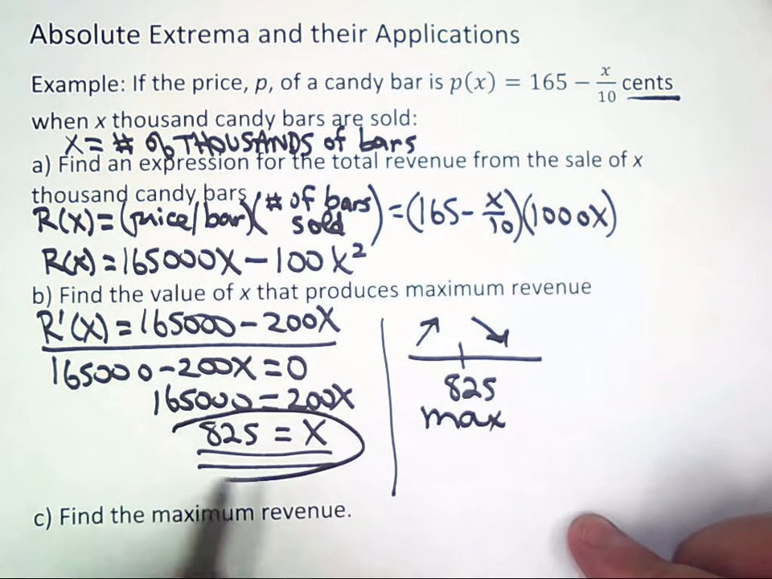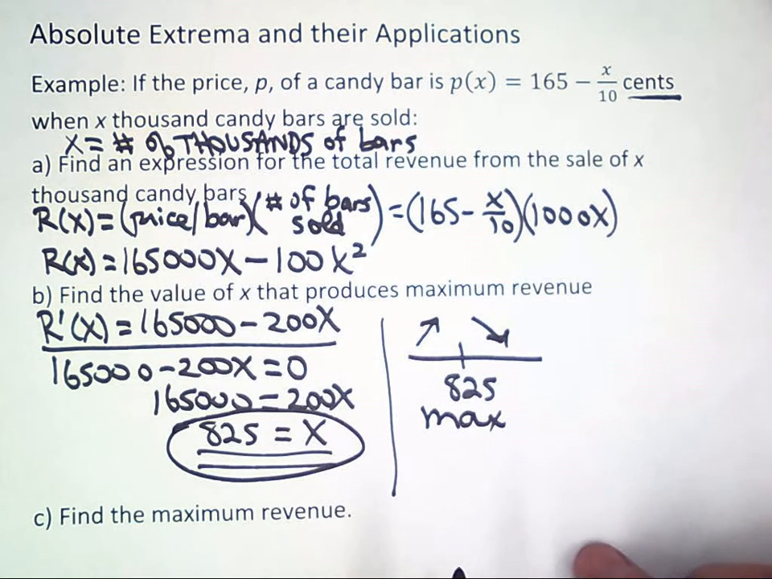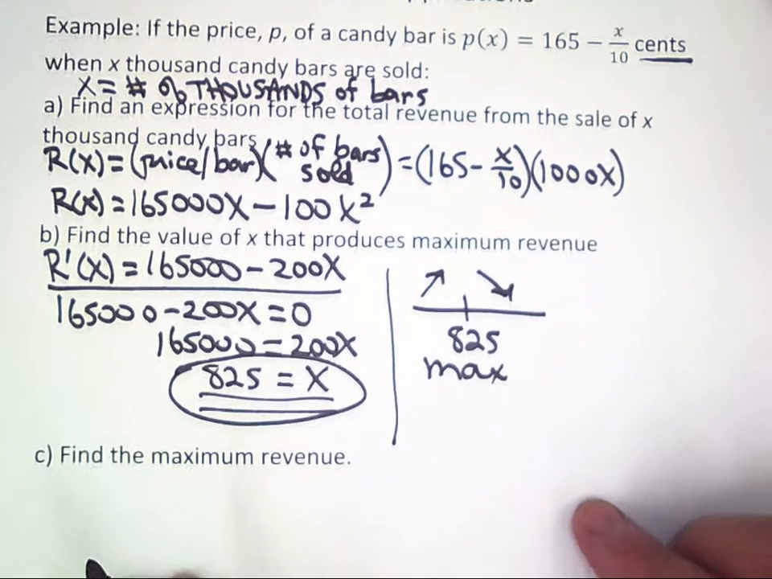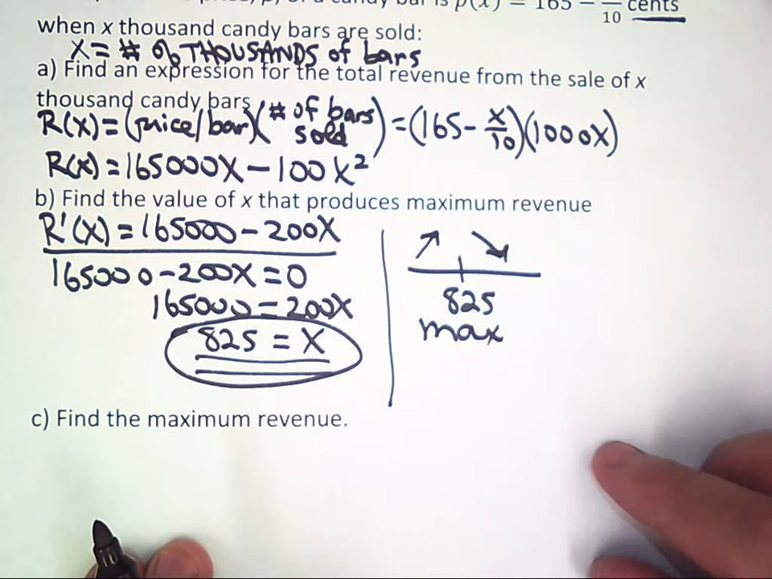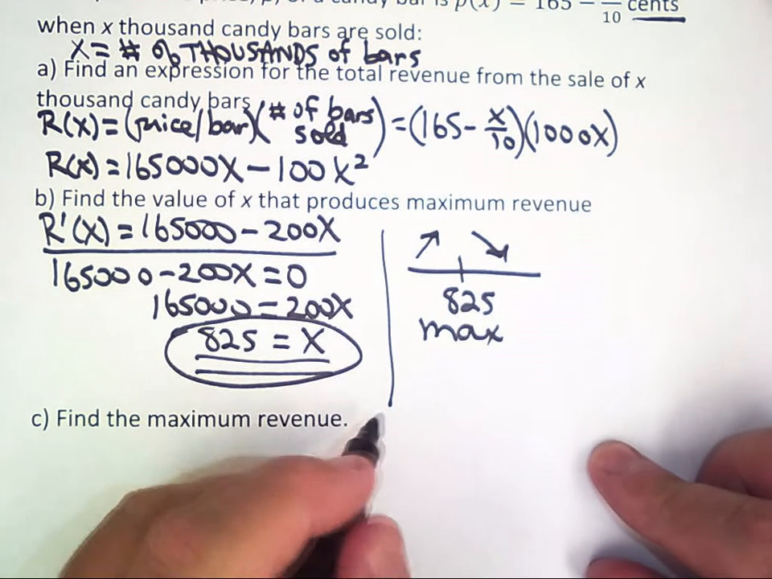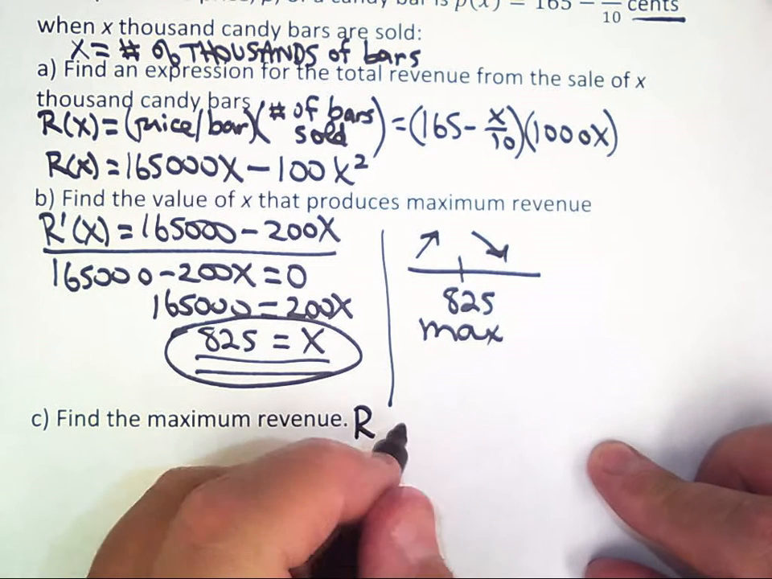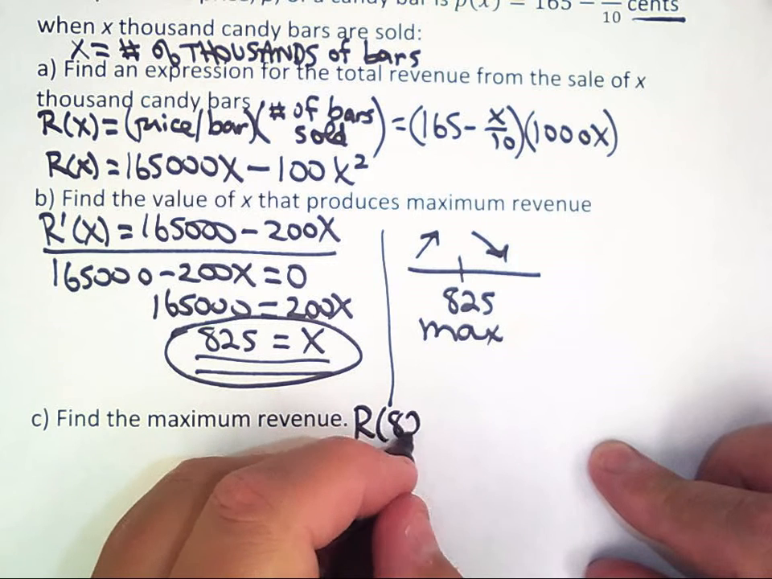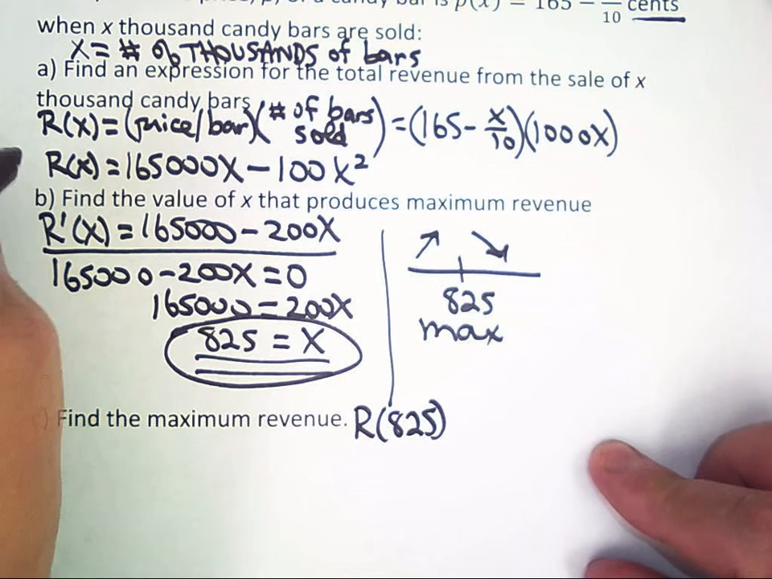So yes, 825,000 units, but it says the value of X is 825. But remember, that really represents 825,000 bars sold. And the last part says find the maximum revenue, and you simply do that by putting 825 into the total revenue function in part A.